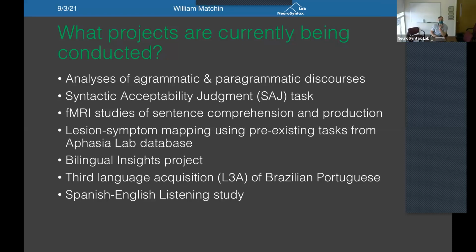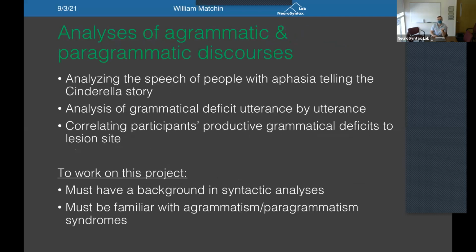Right. Yeah. So we've got a lot of things going on, many projects, and they require different levels of knowledge and expertise and abilities, and they have different potential interests to you. So, for example, this analysis of the agrammatic and paragrammatic discourses, basically what we have is the subject is telling the story of Cinderella in their own words. We've got a few minutes of recordings, basically, the transcripts of the recording of them telling the story, right?